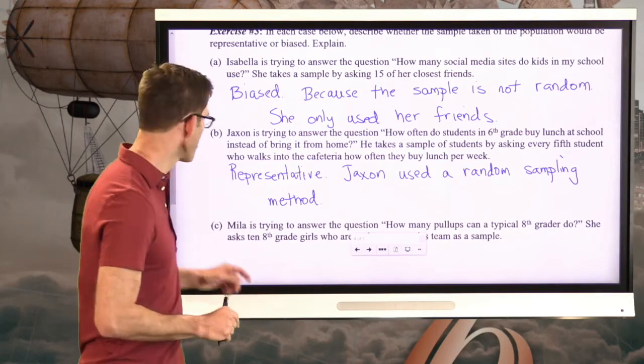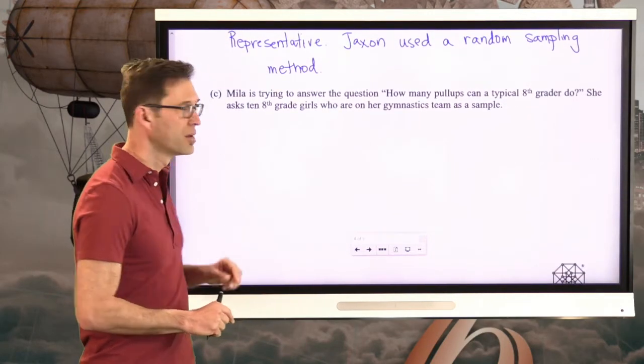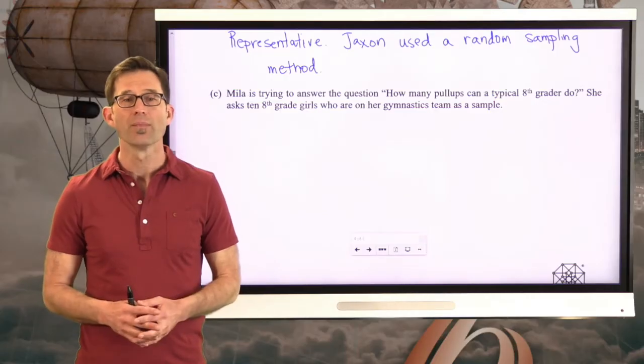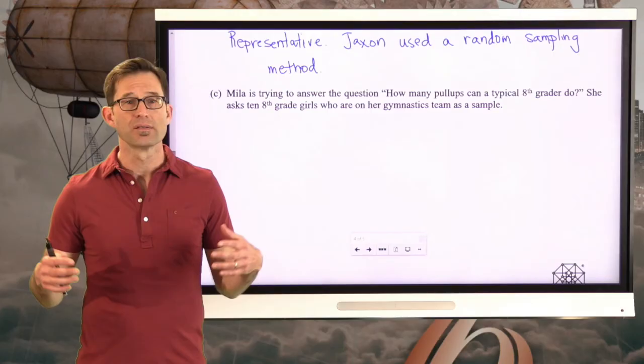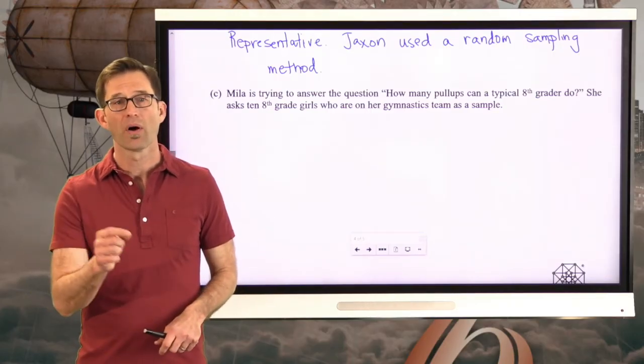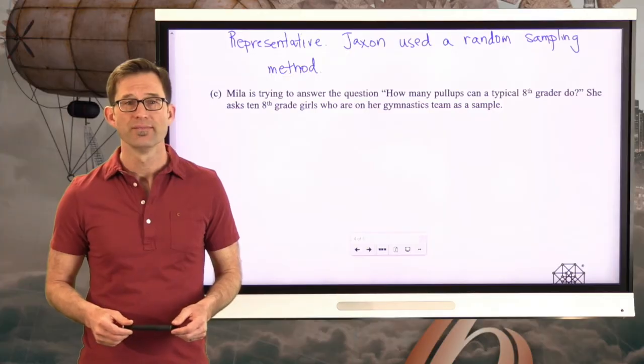Let's take a look at one more. Letter C. Mila is trying to answer the question, how many pull-ups can a typical 8th grader do? She asks 10 8th grade girls who are on her gymnastics team as a sample. Great. All right. So what do you guys think? Did Mila get a representative sample or a biased sample here? Pause the video and see what your answer is.